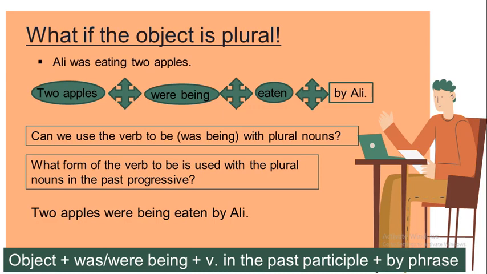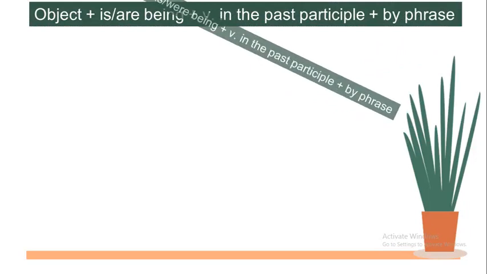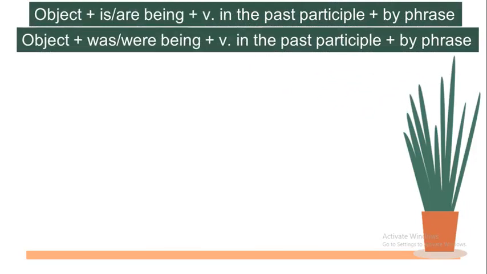So now, before we proceed with our lesson, let's have a small exercise on what we have taken with the 2 rules in front of us. The first rule is for the present progressive and the second rule is for the past progressive. Let's start with the first sentence.